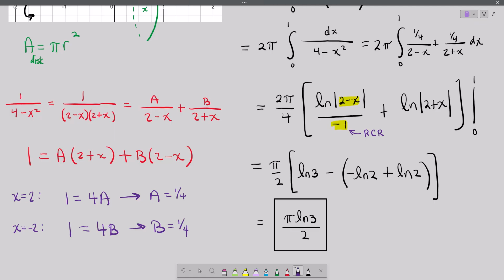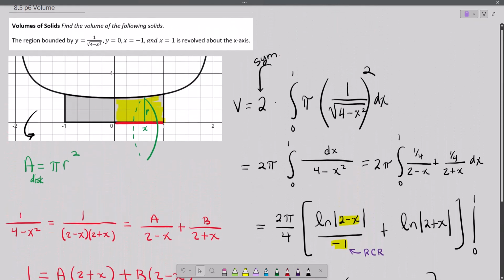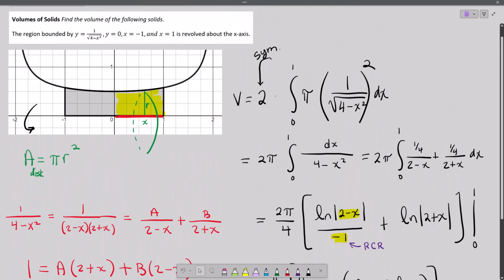All right, what do we think? Any other questions on that? The setup, disk method, pi r squared.